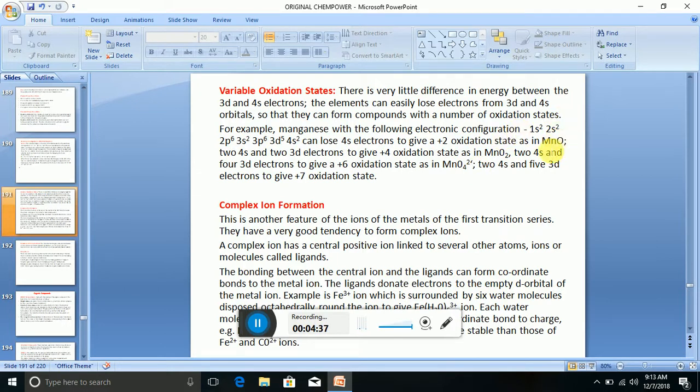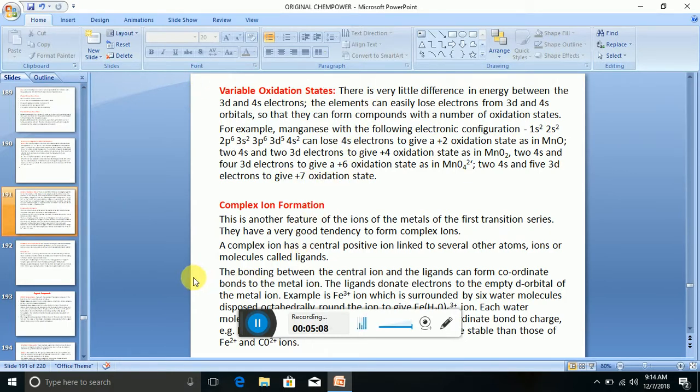This is manganese(II) oxide because of the 2 oxidation state, manganese(IV) oxide because of the 4 oxidation state, and manganese(VI) oxide because of the 6 oxidation state, and 2 4s and 5 3d electrons to give a 7 oxidation state. So we can lose electrons from either the s or d orbital, making them have variable oxidation states.